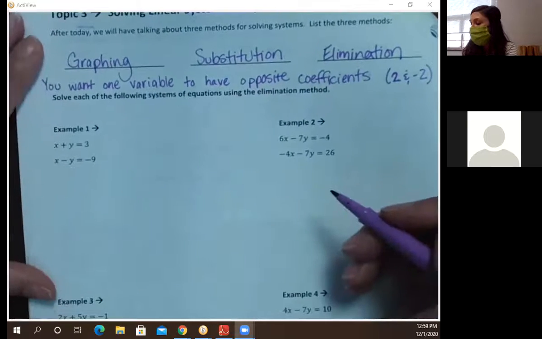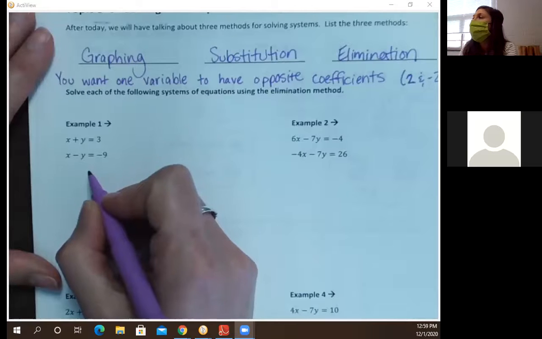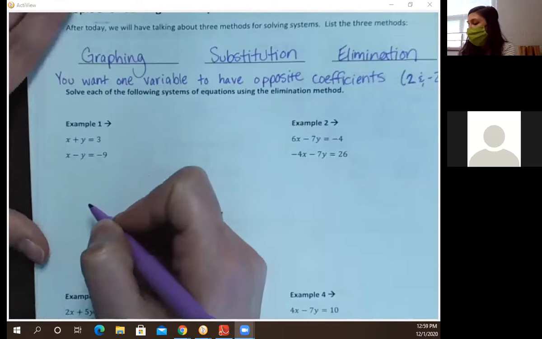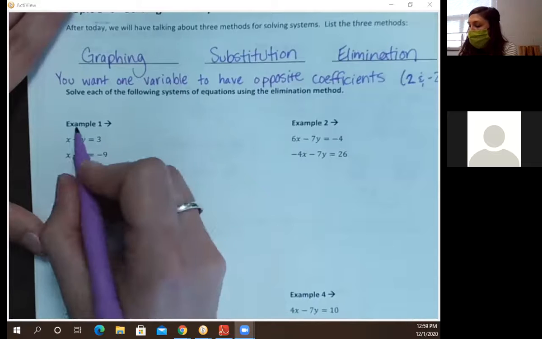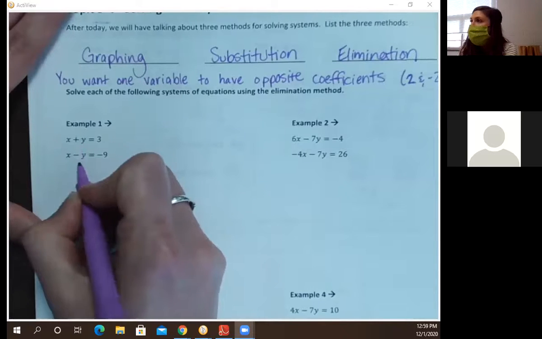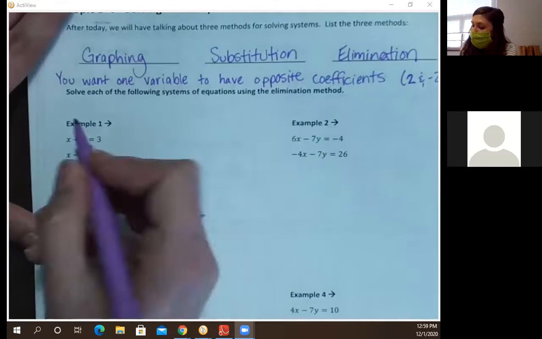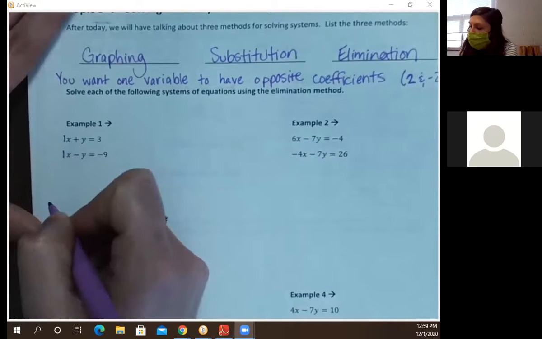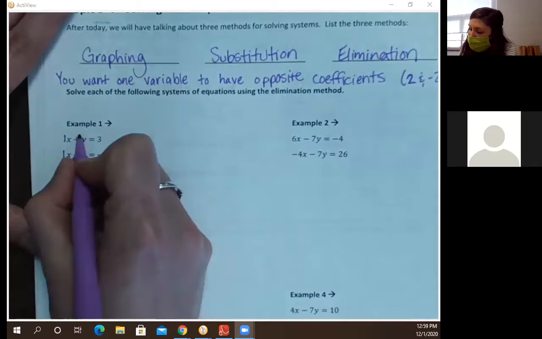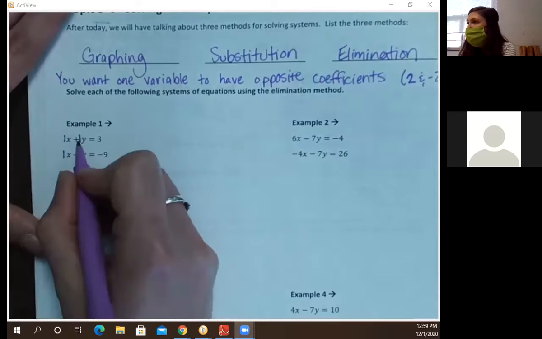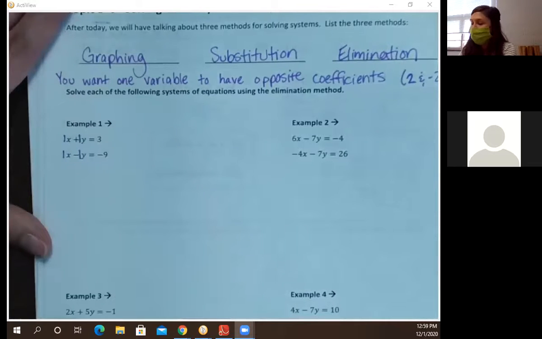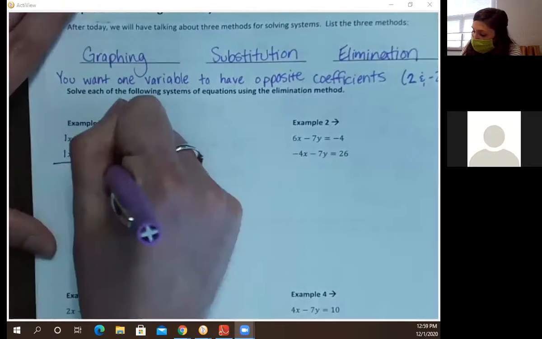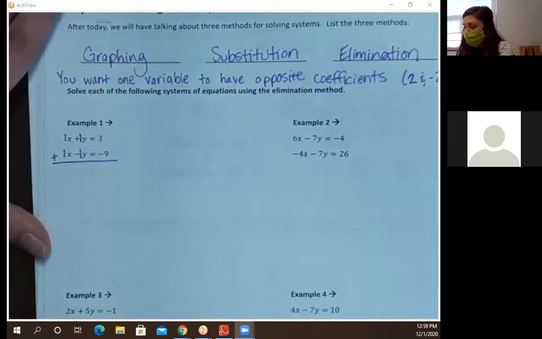So if we take a look at example 1, this is a problem that is set up really nicely for solving with elimination. Okay, this one's nice for solving with elimination because if we look, our y's already have opposite coefficients. The coefficients on my x's are 1, both positive, but on y's, we've got +1 and -1. So I have opposite coefficients here for my y's. That's what I want. So what I'm going to do now is add my equations together by combining like terms.